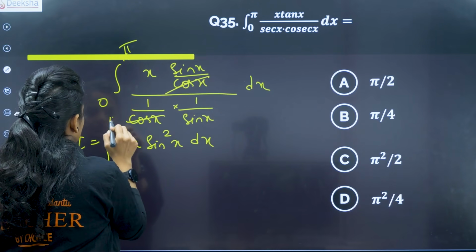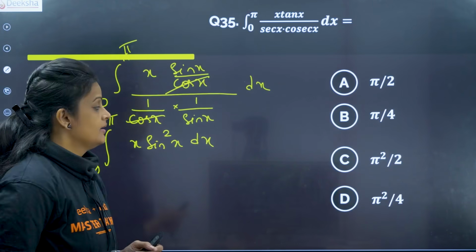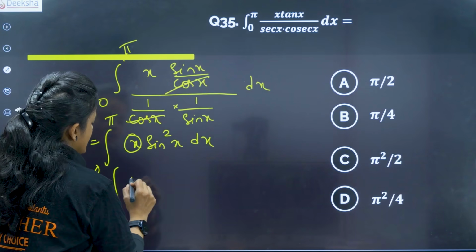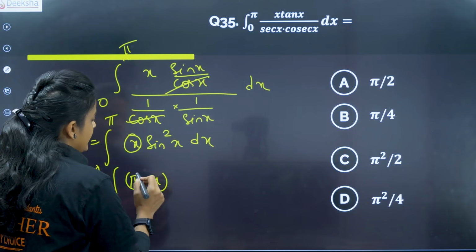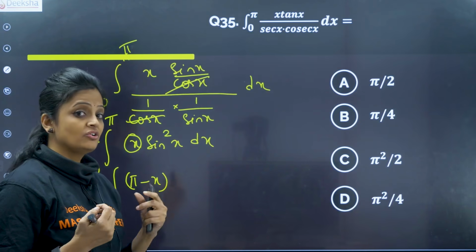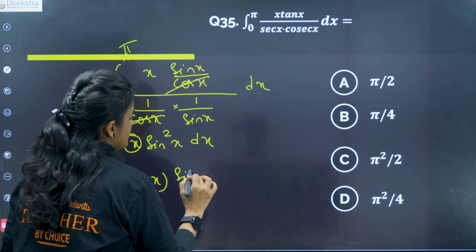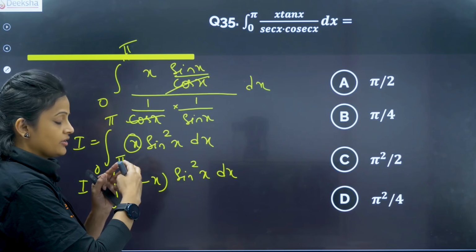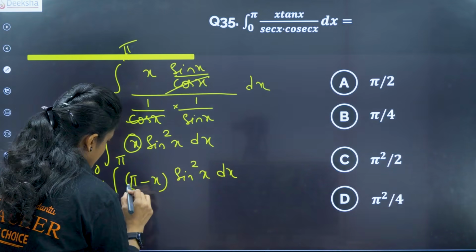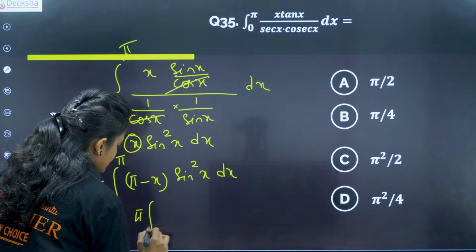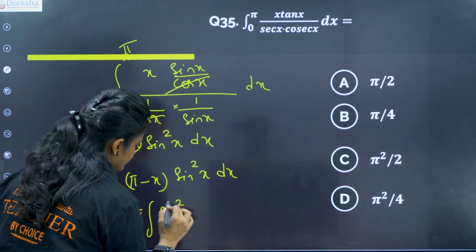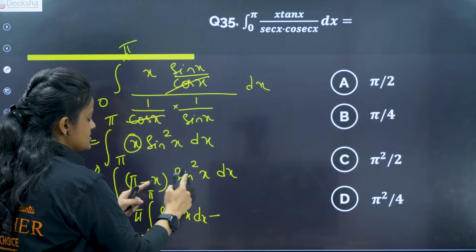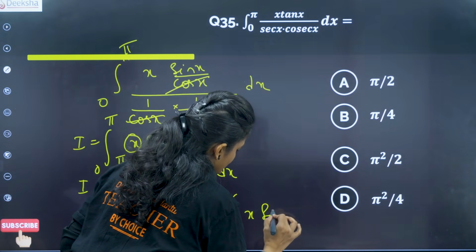Now you have to think a little about what to do. Properties are there to help you. Change this x to pi minus x, and taking x as pi minus x will not change anything. The term will be the same, sine square x stays, right? Now can you separate this? Yes, we can. So pi into sine square x, 0 to pi minus x into sine square x.